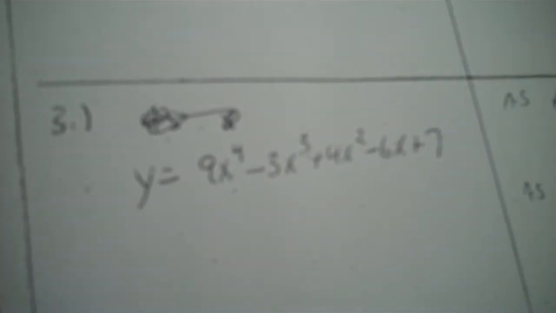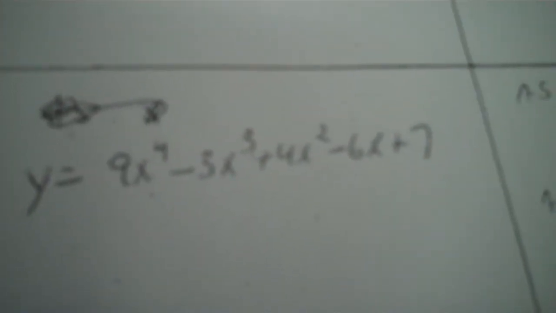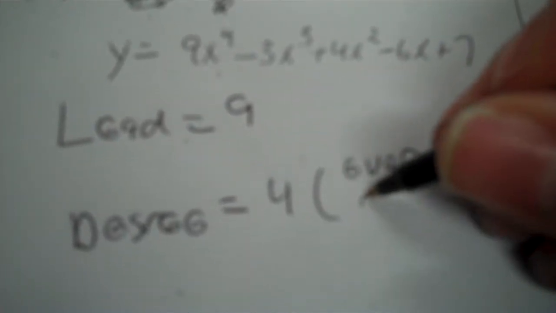Okay, now this one here, y equals 9x to the 4th power minus 3x to the 3rd power plus 4x to the 2nd power minus 6x plus 7. We find our lead and our degree. The lead coefficient is positive 9, so that's a positive infinity. And the degree is 4, and that's even, so that's a match. So positive here, positive here.